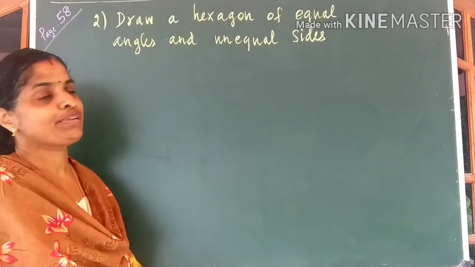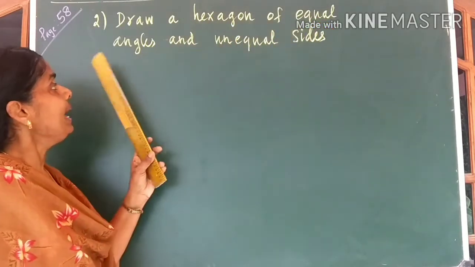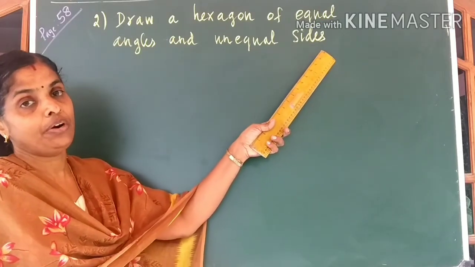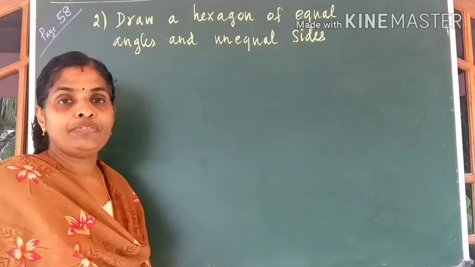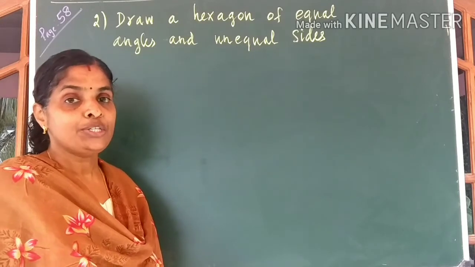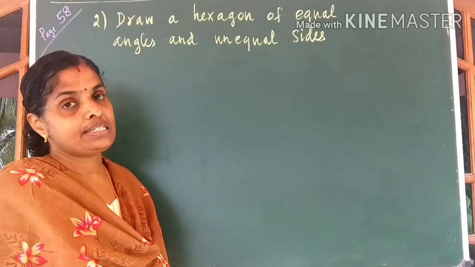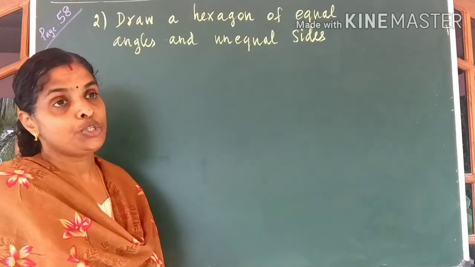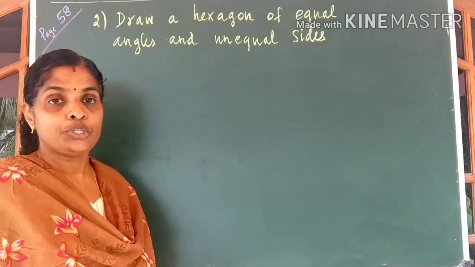Come to the second question. Draw a hexagon of equal angles and unequal sides. We are going to draw a hexagon with all angles equal. The sum of all angles in a hexagon is equal to 720 degrees. So how much will be each angle? We can say each inner angle would be 720 divided by 6, which is equal to 120 degrees.